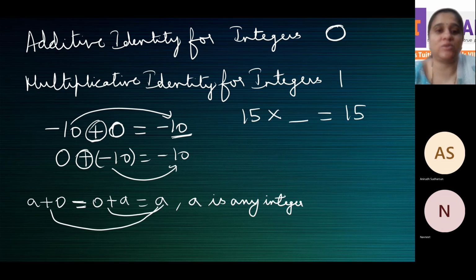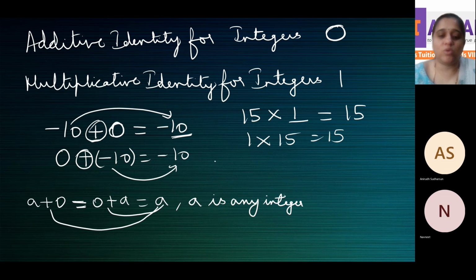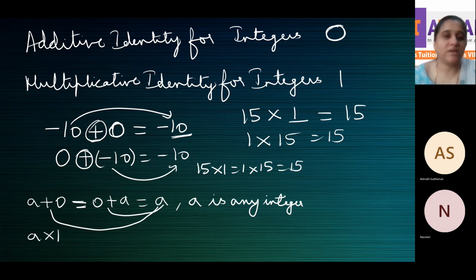But 15 into 0 is 0. So 15 into what will give you 15 itself? 1. Or what is 1 into 15? 15. So whether it is 15 into 1 or 1 into 15, you get 15 itself as a result. That is a into 1 is the same as 1 into a is the same as a, where a is any integer.